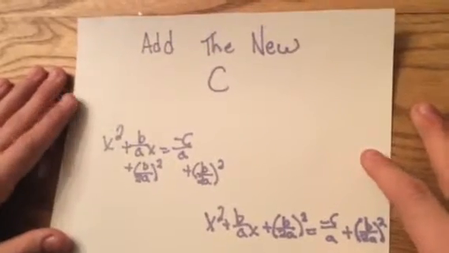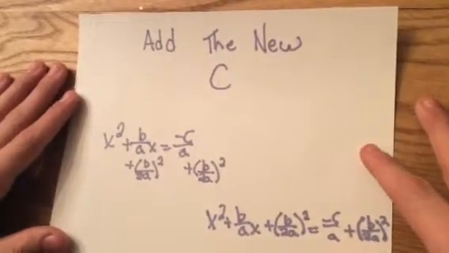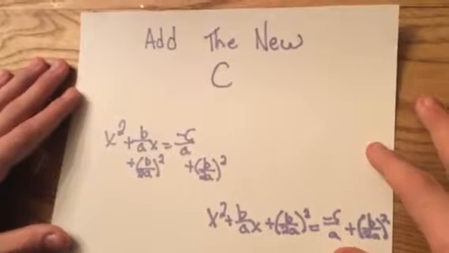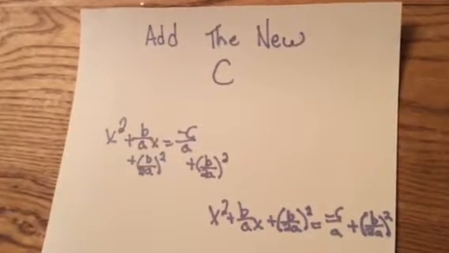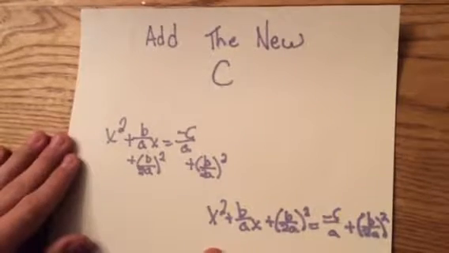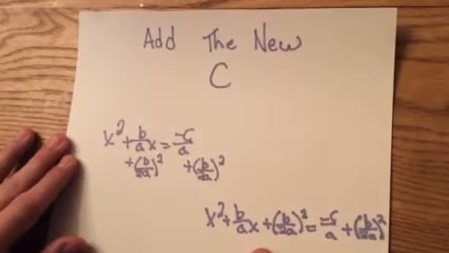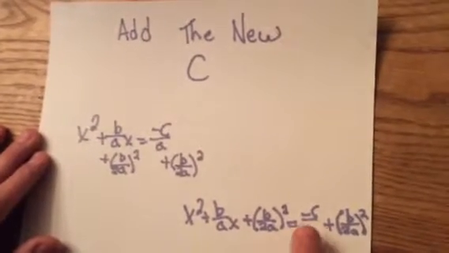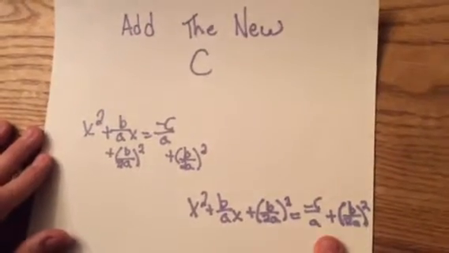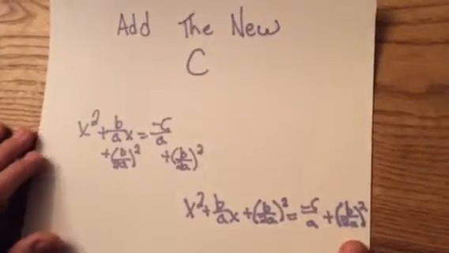Now, add the new c into the formula. The new equation will look like x squared plus b over a x plus b over 2a squared equals negative c divided by a plus b over 2a squared.